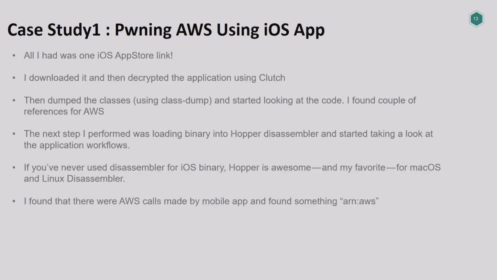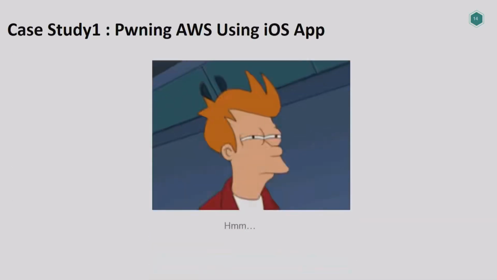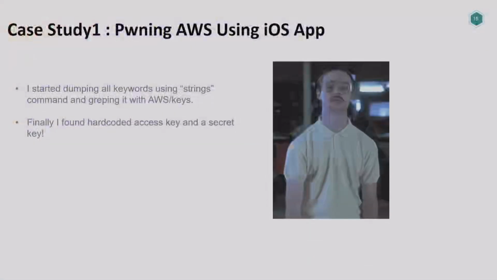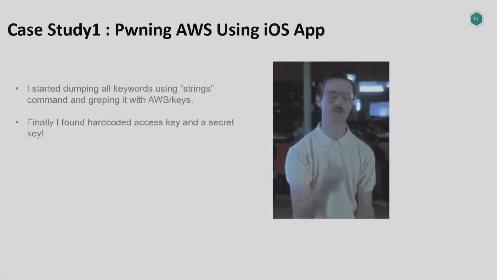So after I started disassembling, I found some references to AWS. Now people who work with AWS might get the idea. I found something very suspicious: AWS references when I disassembled the code. With that, I started dumping all the keywords with the strings command, and I grepped for AWS. Whatever strings I had, I started grepping with AWS. And finally, I found the hard-coded access key and secret key in the iOS binary.